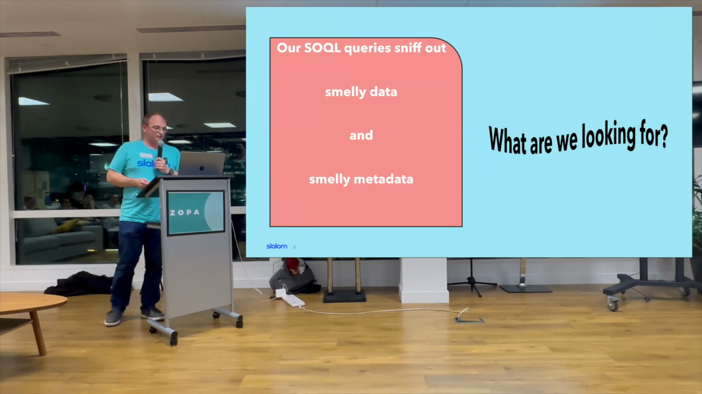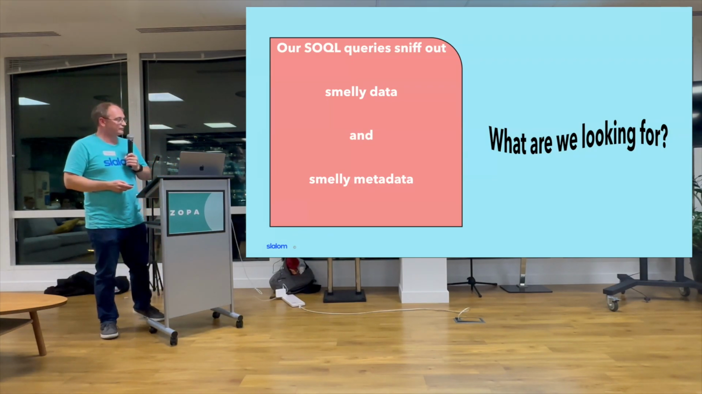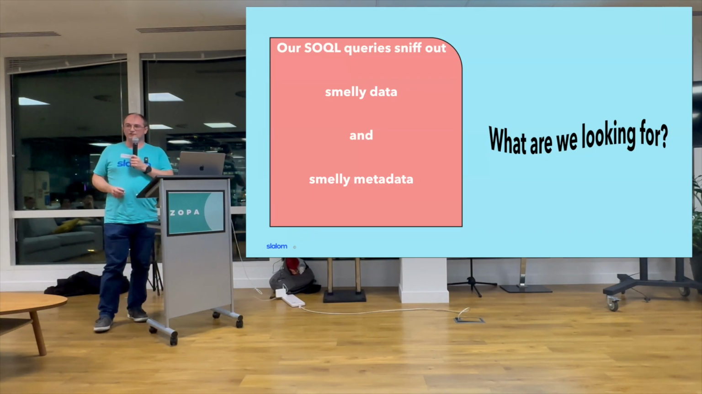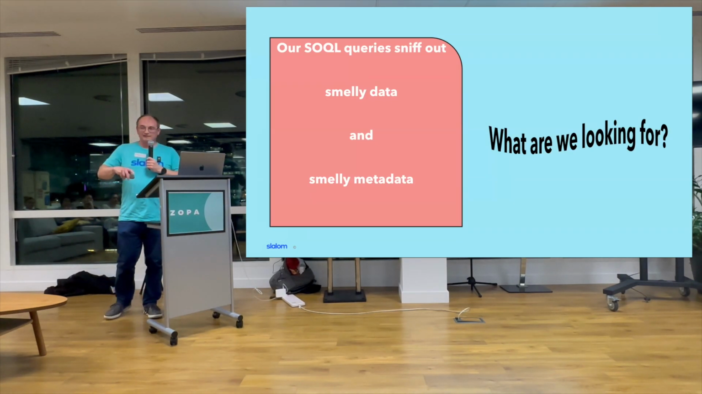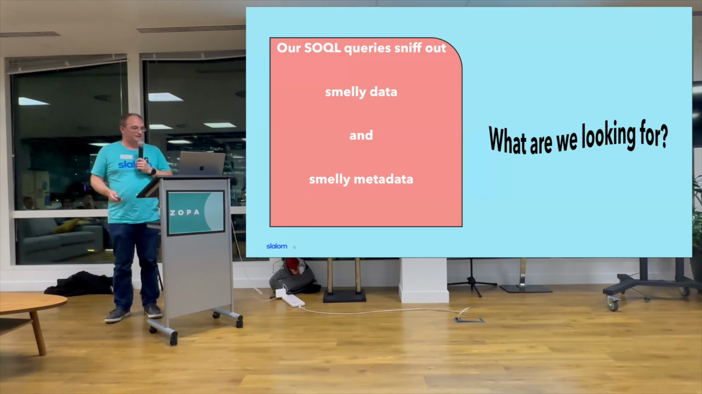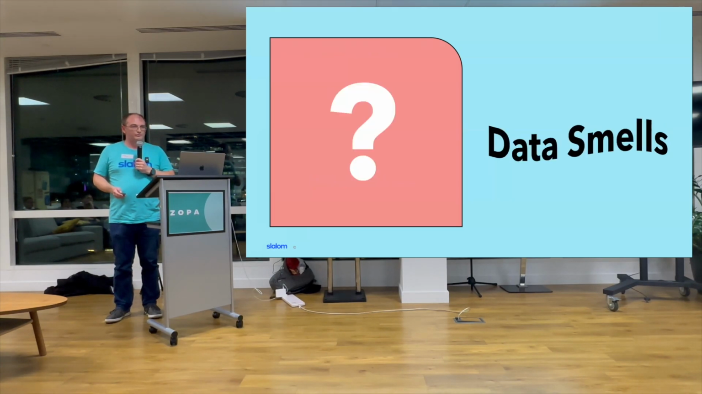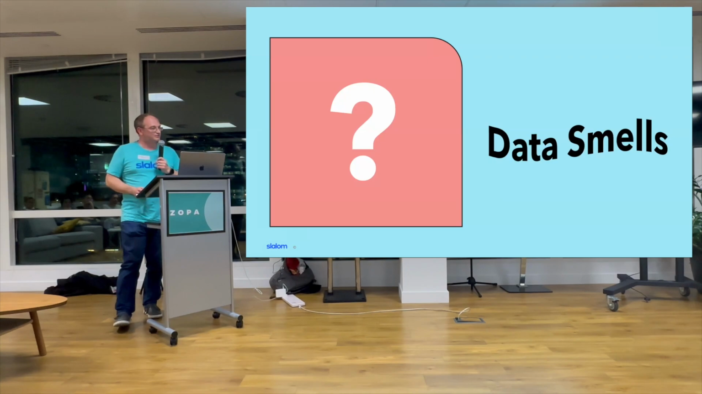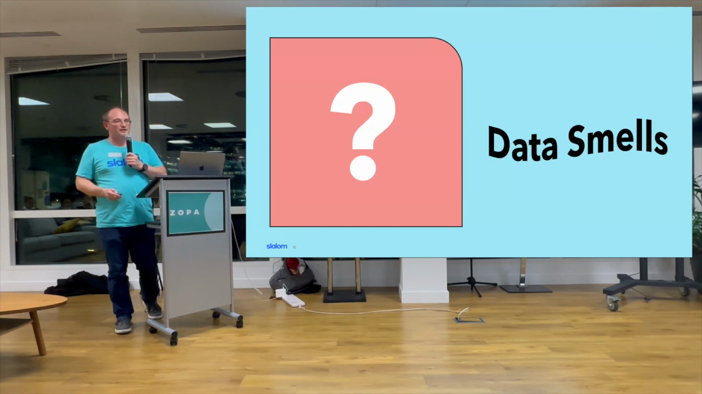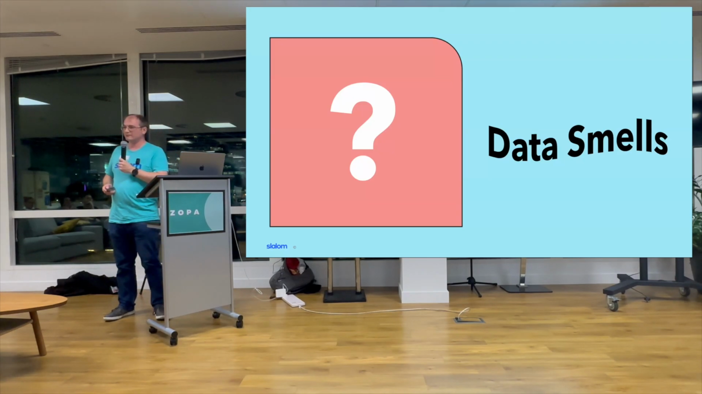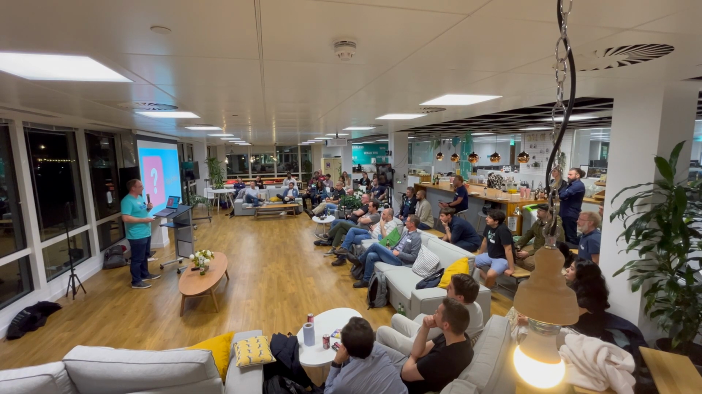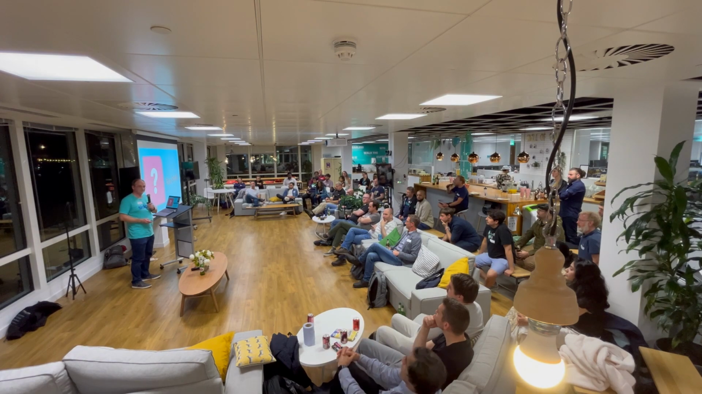Right, so what were we looking for? So I've shown you the result. How are we going to get there? We're looking for smelly data and smelly metadata. What sort of data smells, and this is one to the floor now, so I want your hands up and I want your answers flowing. What sort of data smells can you get in a Salesforce org? What's bad about Salesforce data?